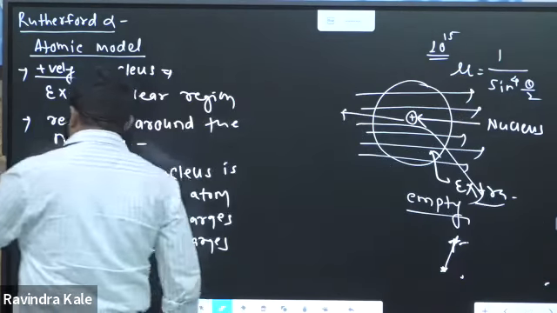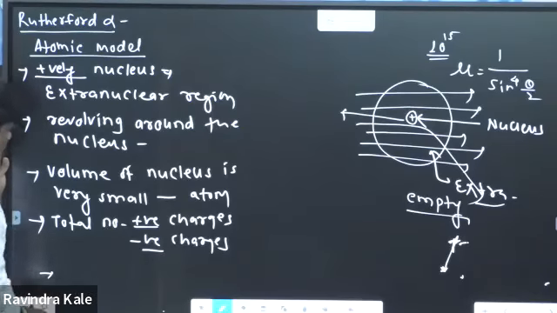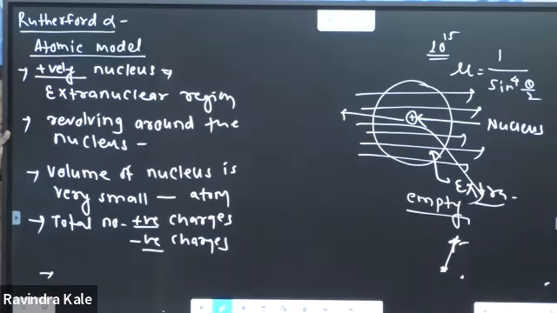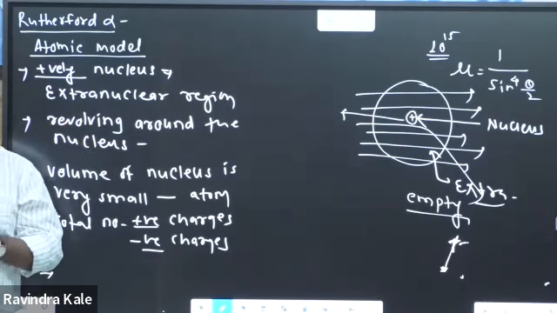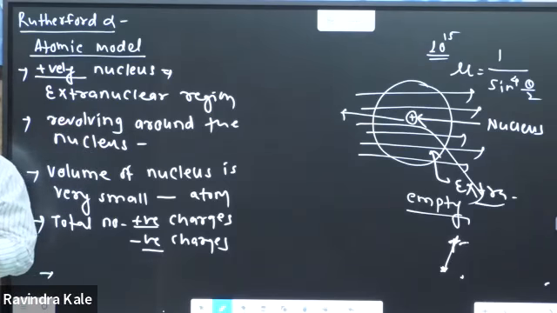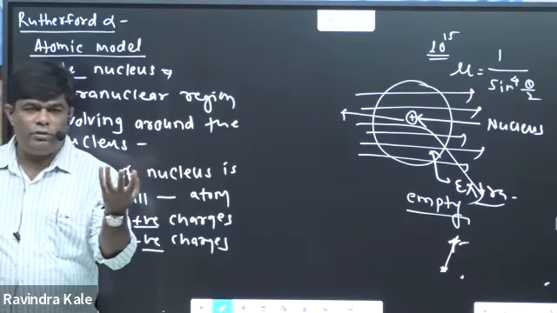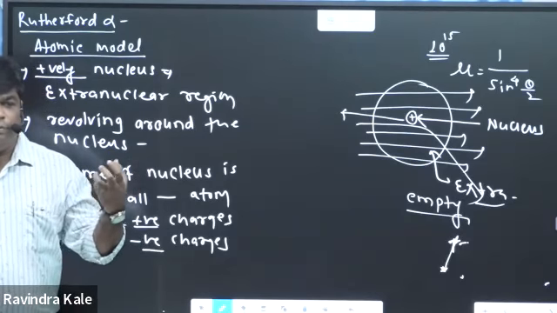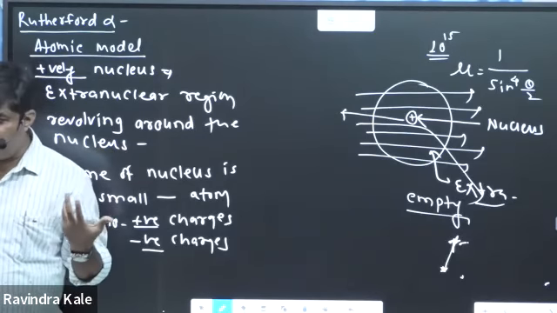Then this Rutherford atomic model also states that between the electron and the nucleus there is an electrostatic force of attraction. So the positively charged nucleus and the negatively charged electrons are held together in an atom due to the electrostatic force of attraction. That means he said: nucleus with positive charge, electron with negative charge, and between this positive and negative charge, what is there?